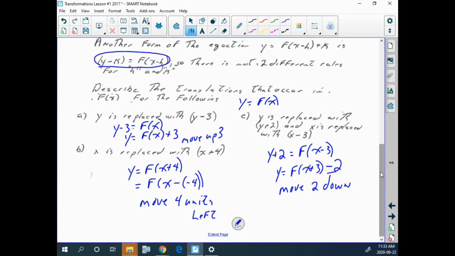Here we have, I can't even write here. This should be x minus 3. So x minus 3, that's going to be 3 units, and this is going to be towards the right. Because I need a larger value of x to get the same output value out of it. x minus a positive 3.